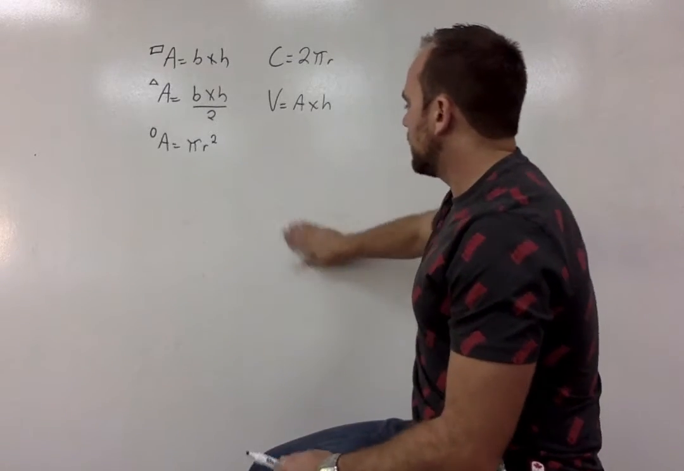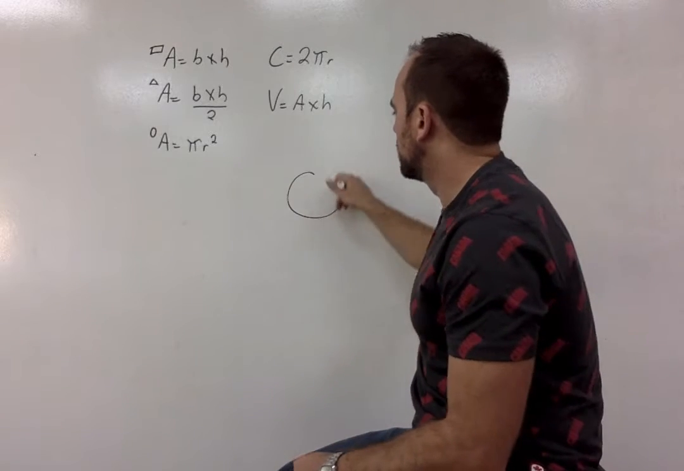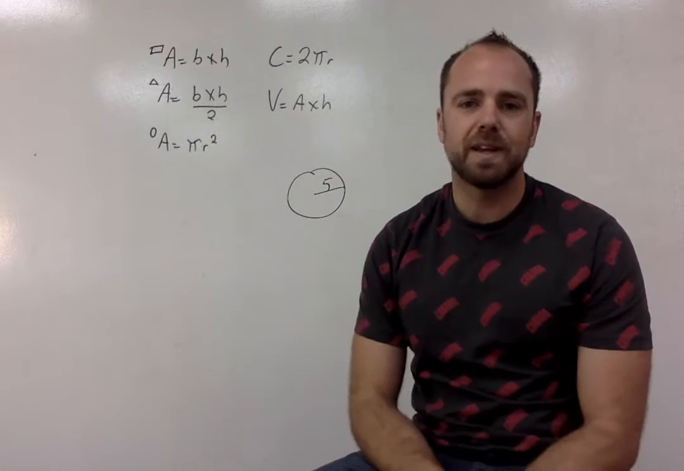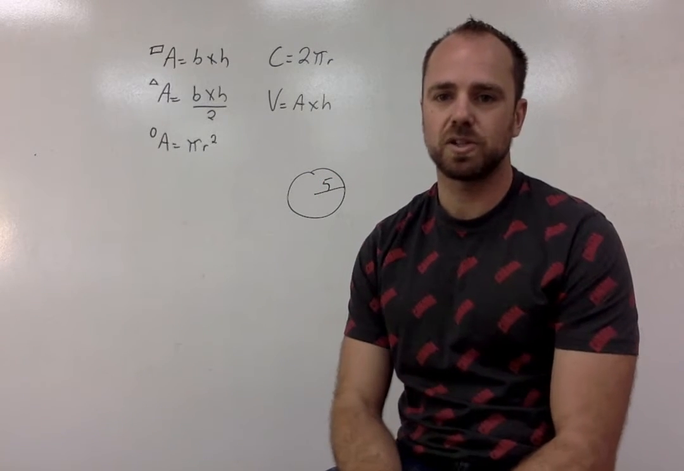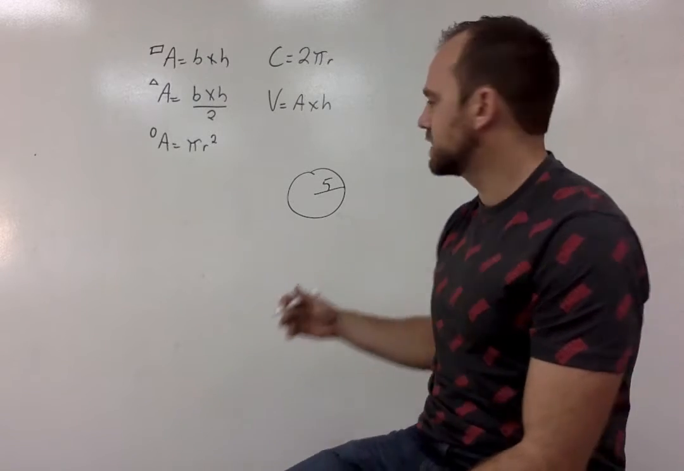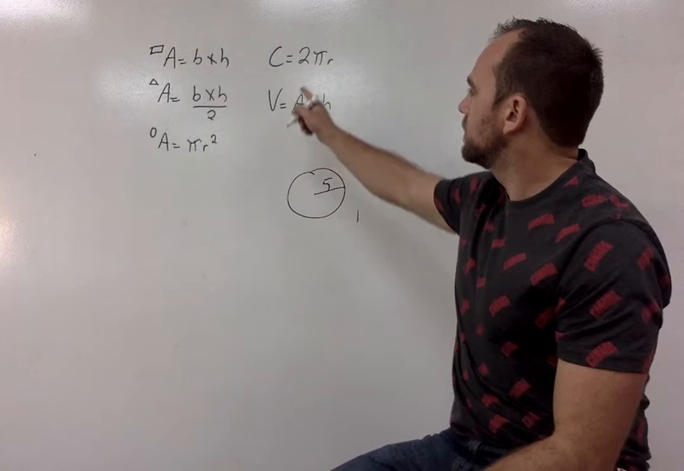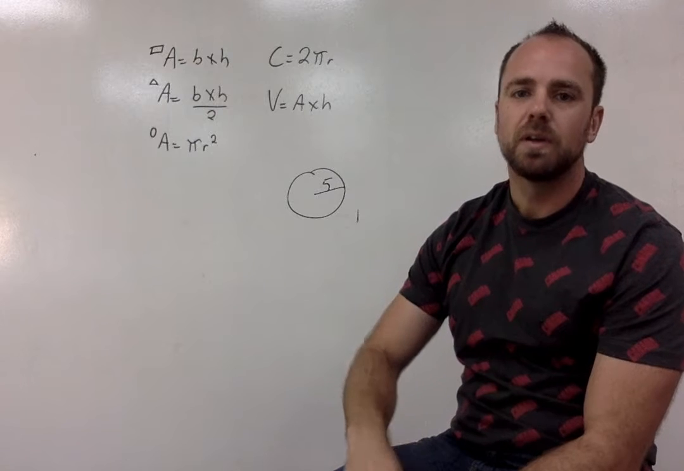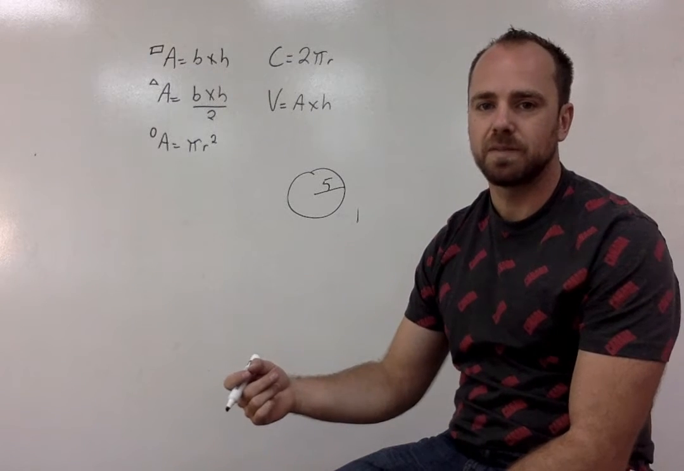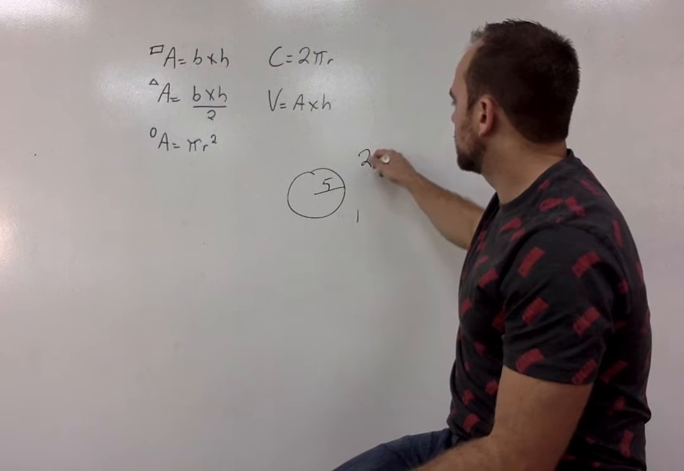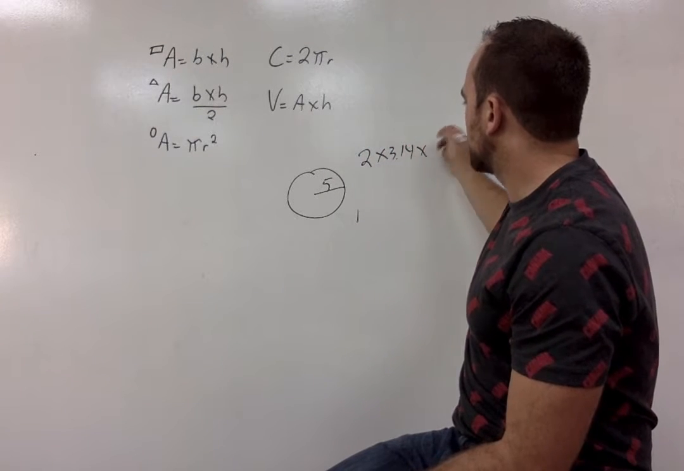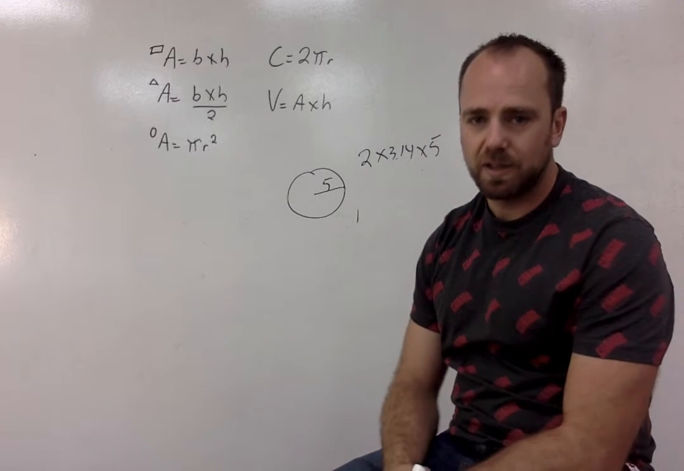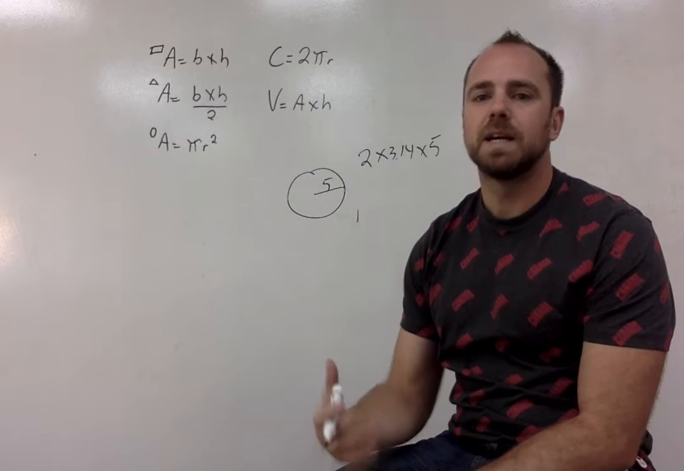The next one, when we're talking about a circle, there's a couple things we're going to talk about. If we have a radius of 5 centimeters in this situation, and I'm trying to find the circumference, the distance all the way around, I'm going to use this formula. My circumference is equal to 2 times pi times my radius. So 2 times 3.14 times my radius, in this situation, 5. When I do those calculations, I end up getting 31.4 centimeters.